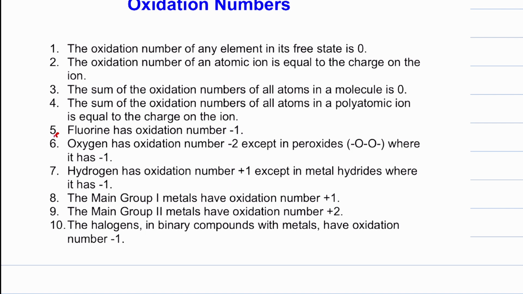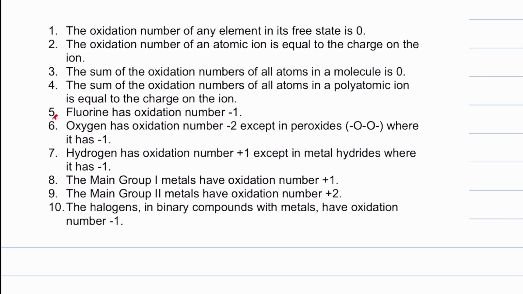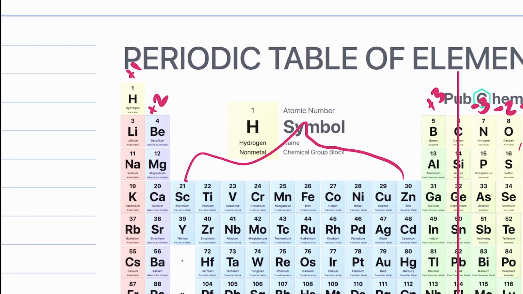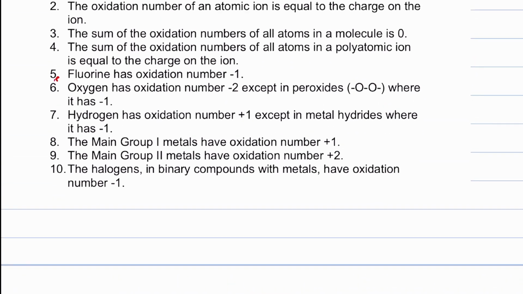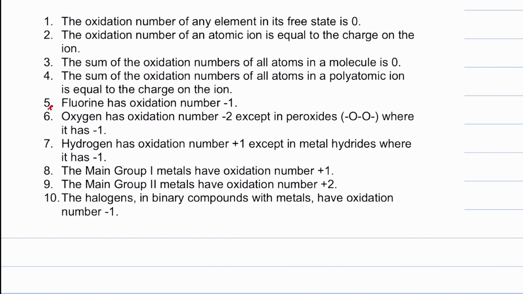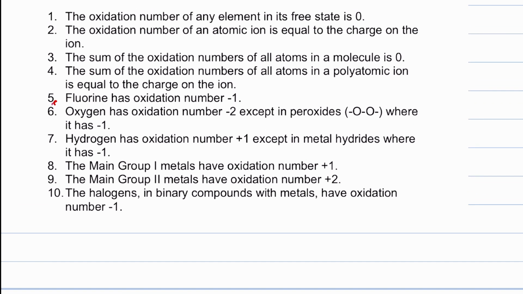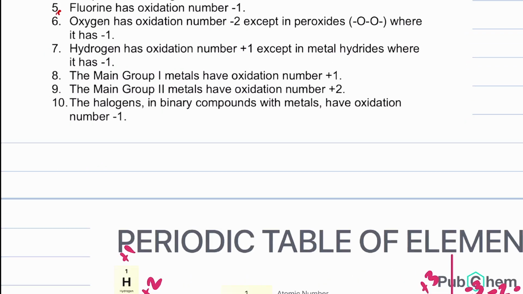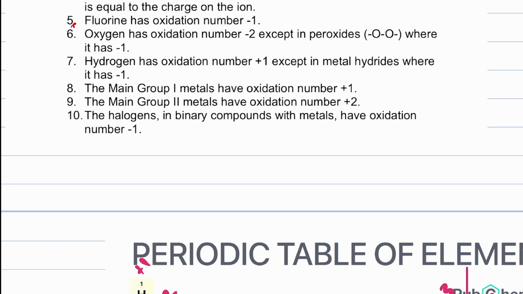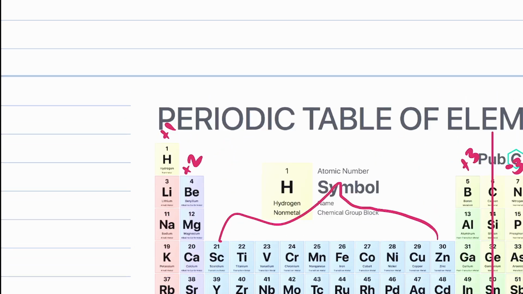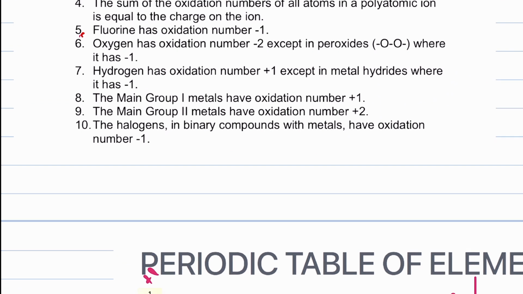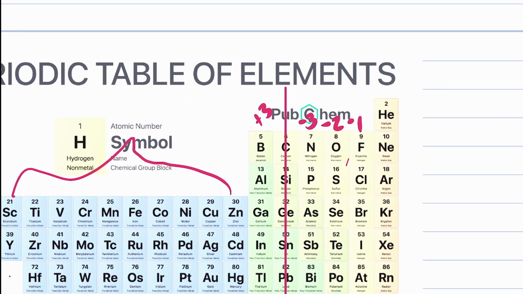Hydrogen has an oxidation number of +1. What do we see, right? +1. And then again, it tells you an exception, except in metals where the hydride is -1. Then it says the main group of group 1 is +1. That's what we have here, right? Then the main group 2 is +2, exactly what we have here. And then the halogens in binary compounds with metals have an oxidation number of -1, which is what we have right here. Okay? So if you remember this, it's going to be much easier.